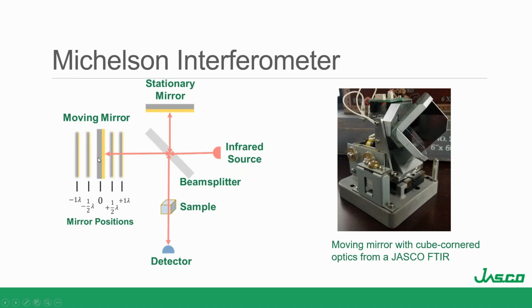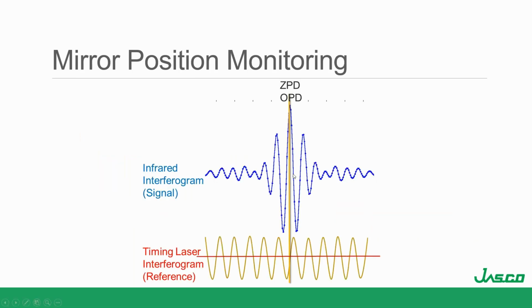And as that mirror moves, at the 0 position, you have constructive interference, and then it goes to destructive interference, and then constructive and destructive as it moves. So that moving mirror causes constructive and destructive interference, which is used to create an interferogram. This blue is the interferogram. As you can see, this is constructive interference at the peaks, destructive interference at the troughs as it goes through. And each data point is taken where there's a crossover for this timing laser.